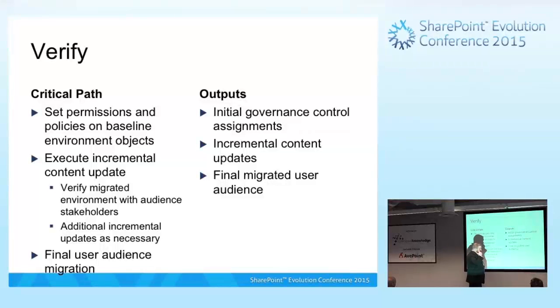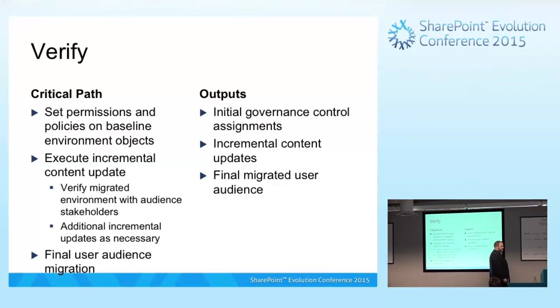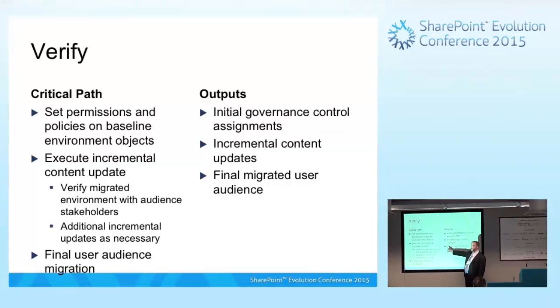Then you execute incremental content updates, because as soon as you set these permissions and policies, they're going to be tested. People are going to be looking at them. Remember, the baseline has happened, which means the users have access to this. And not all the users, whatever your stakeholder groups are. And those communication channels are looking at that. Why would you need to do an incremental content update? And what's the difference between an incremental migration? So, a migration is building site structure.